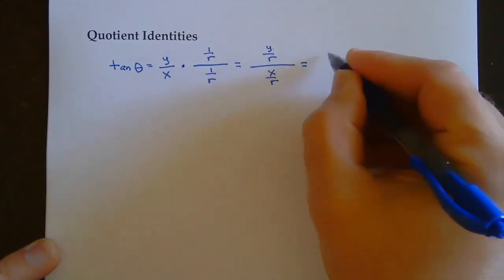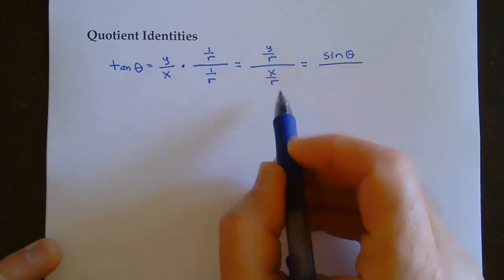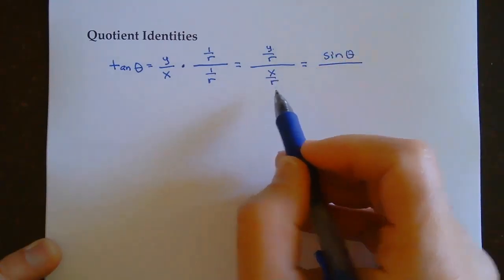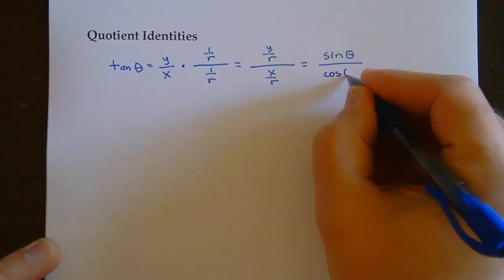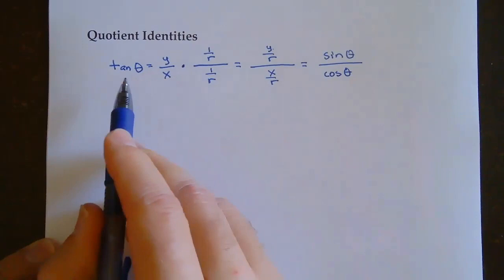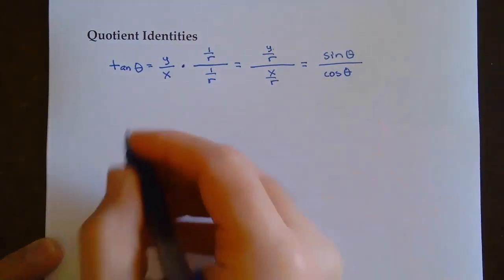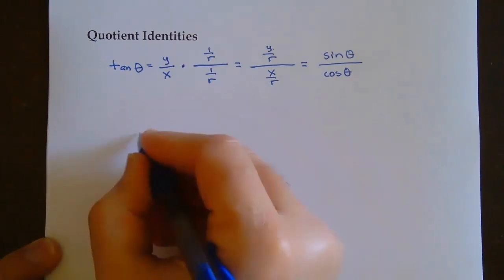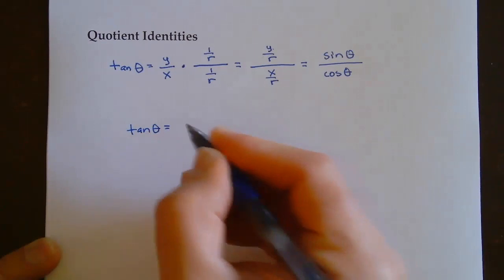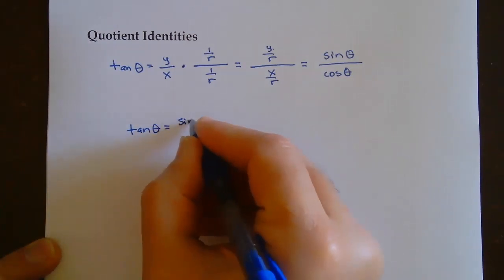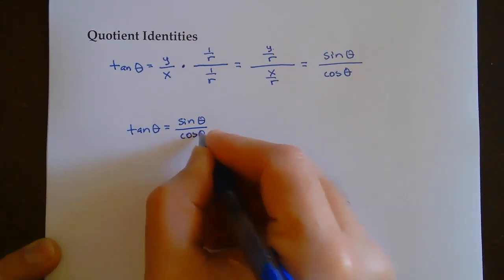So this turns out to be sine theta over r, and then x over r, that's the ratio for the angle of cosine theta, so cosine theta. So what does this mean? This means tan theta can be rewritten as sine theta over cosine theta. Now I've shown you that, but now we formally did it. So now we need to know this: tan theta can be replaced with sine theta over cosine theta.